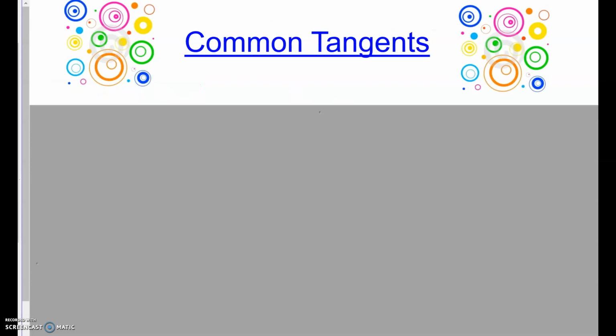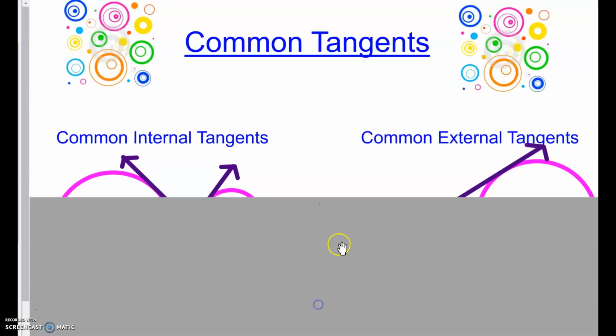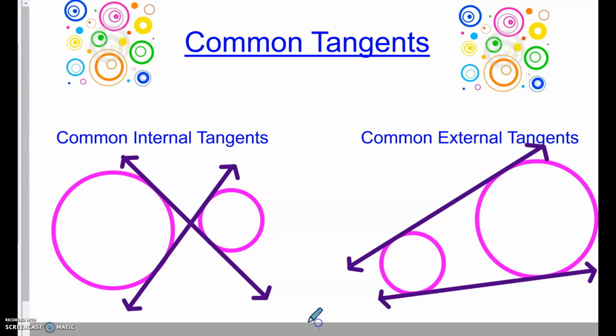All right, common tangents that they have here are common internal or external tangents. So if you have two circles that are separated, you can have internal tangents where you draw them between, or common external tangents where you draw them on the outside. Those are just called common tangents.